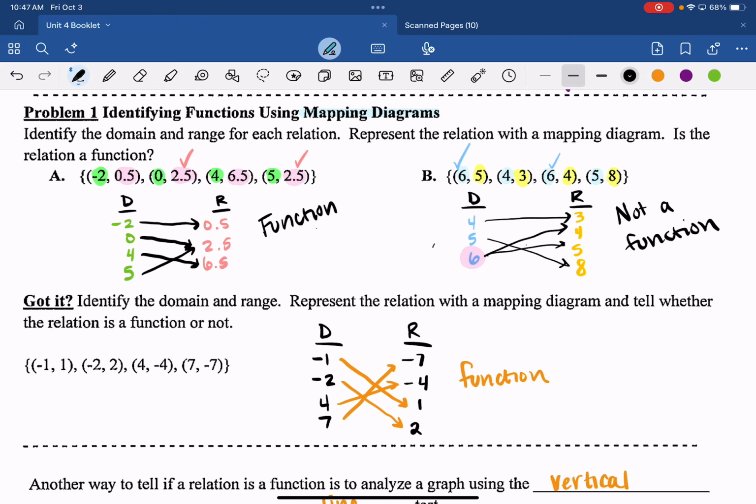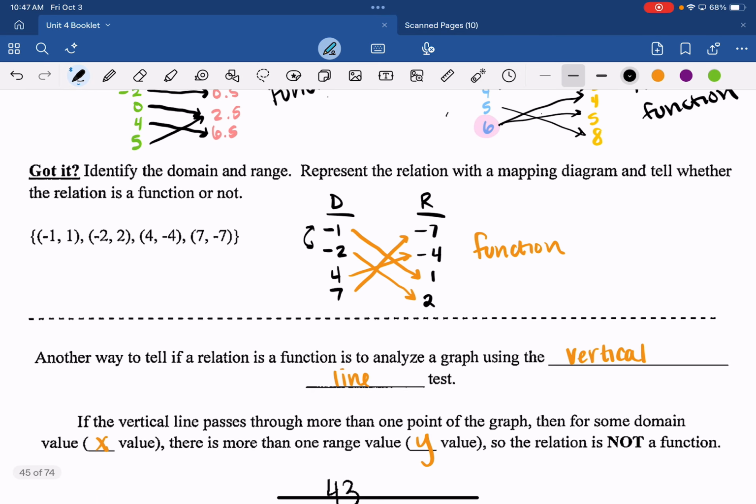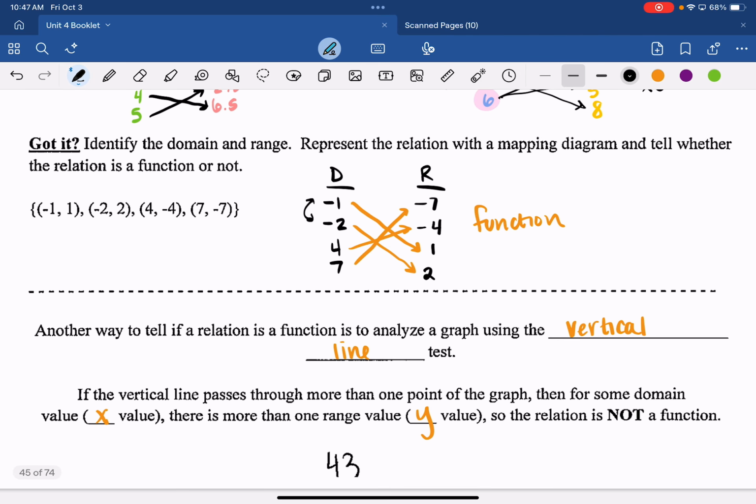All right, so hopefully you got that it was a function. Here's my mapping diagram. The only thing that should fix is these two numbers actually need to switch. My -2 should be first, okay? All right, the next way that we tell if something is a function is through its vertical line test, it's called. Okay, and it basically uses the same rule. It's just we're looking at a graph this time.